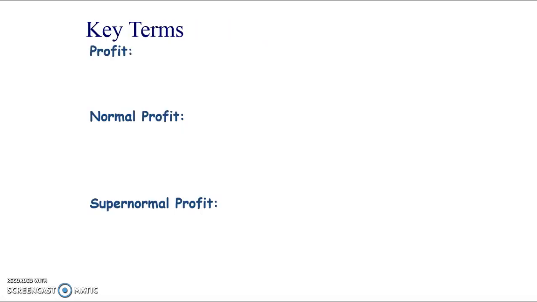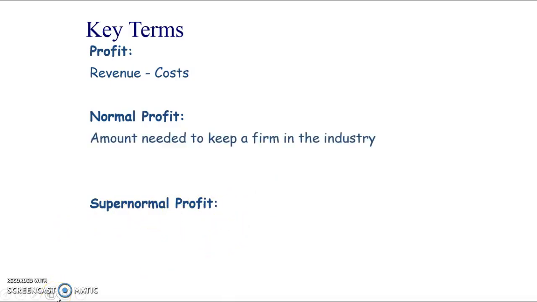Okay, so some key terms. Profit in an accounting sense is your revenue minus your cost. So your money that you've made from selling goods and services minus the cost it's been to create those goods and services. However, in economics, we do split it down into normal profit and supernormal profit, or sometimes known as abnormal profit. So normal profit is the amount needed to keep a firm in the industry that it's operating in.